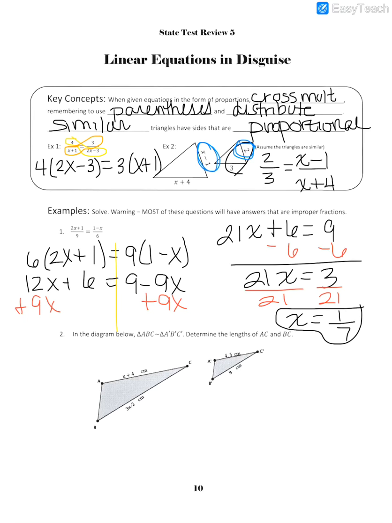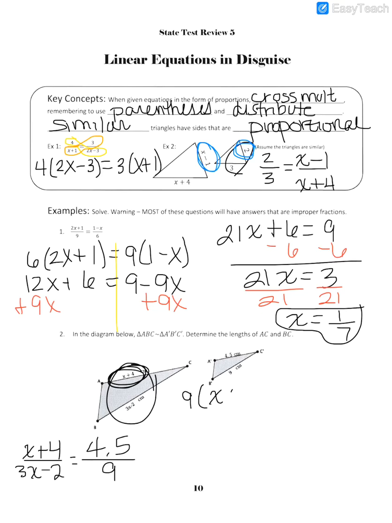In the diagram below, triangle ABC is similar to triangle A prime, B prime, C prime. Determine the lengths of AC and BC. So we're going to set up our own proportion using our two triangles. I might use these two on the first fraction. And then since I started on the top with this, I need to start with a 4.5 on the other side. All right, we're going to cross multiply, making sure that we distribute.